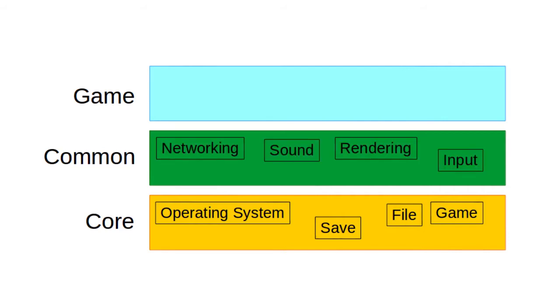Common systems are systems that can be used in a number of different projects. Those go in the middle. Any game or application-specific systems go on the top. Systems may depend on other systems that are in their same group, or in lower groups, but they may not depend on systems that are above them.